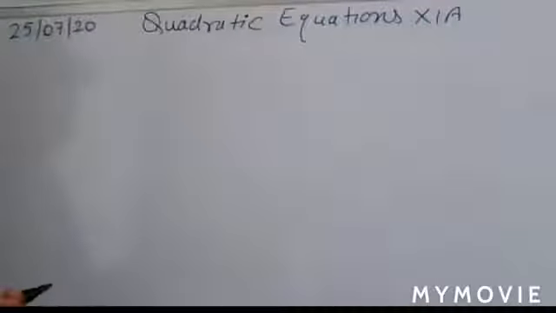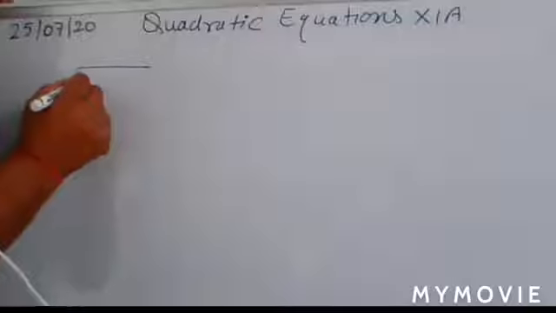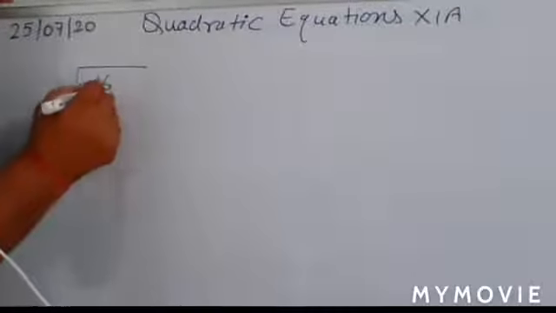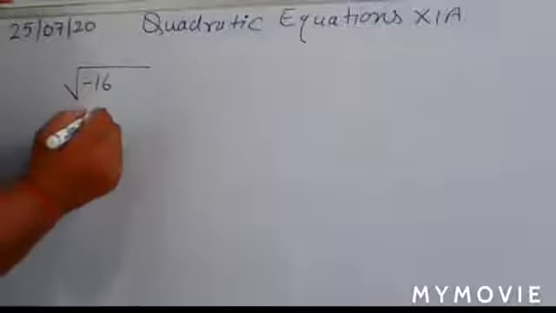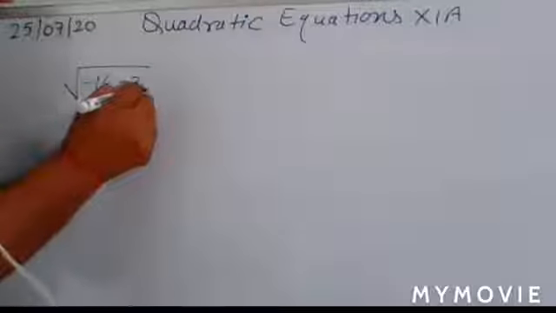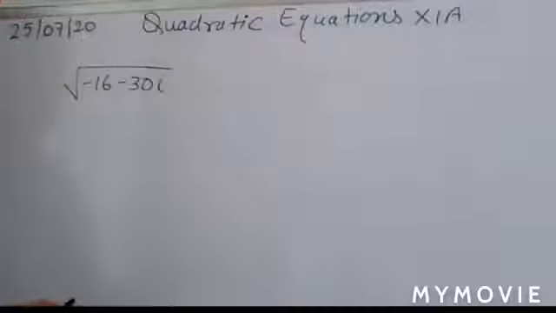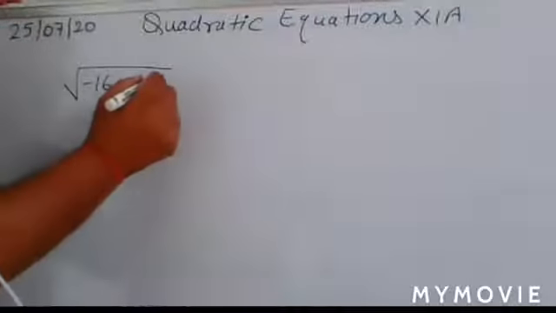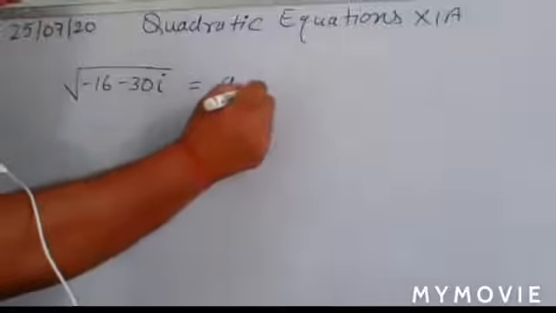So you will start with the root over here. That step is required here: minus under root minus 16 minus 30i. So first of all, you have to find the square root of this complex number. Understand? So this can be written as a plus ib.